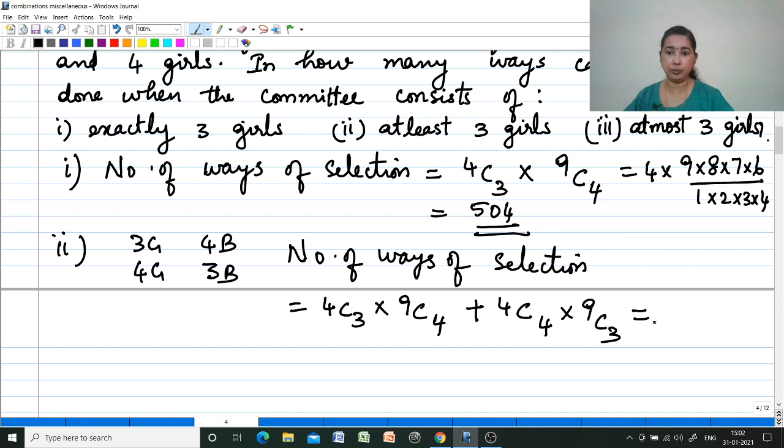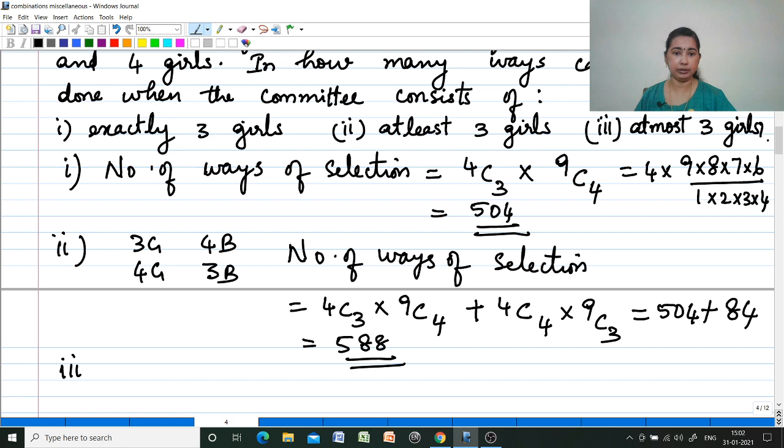So this is equal to 4C3 into 9C4, which we have already got as 504, and the second one is 4C4, which is 1, into 9C3, which we get as 84. The total is 588.